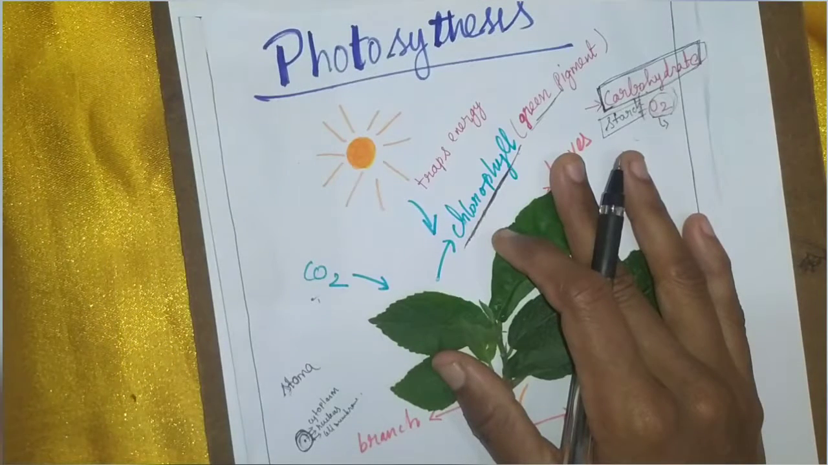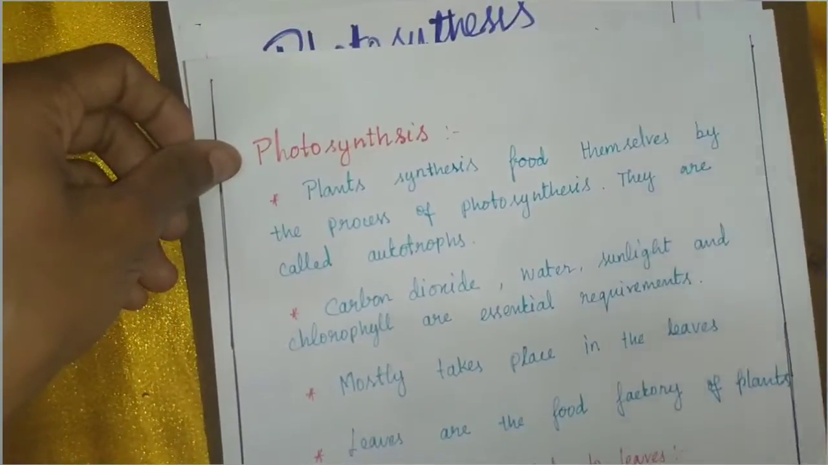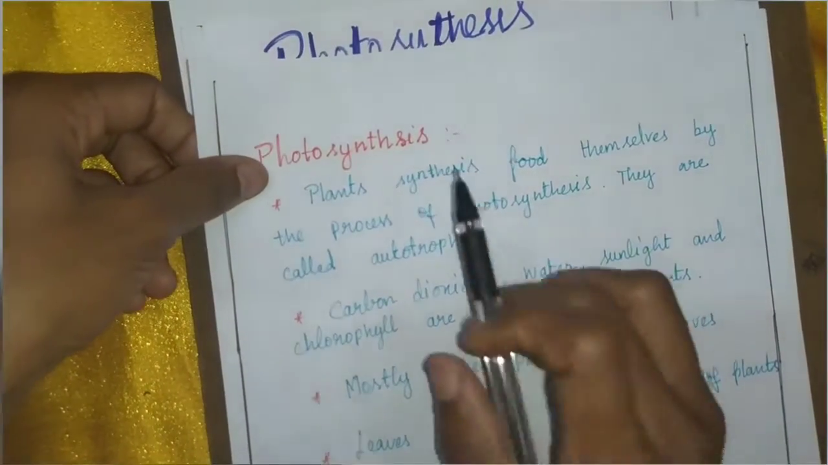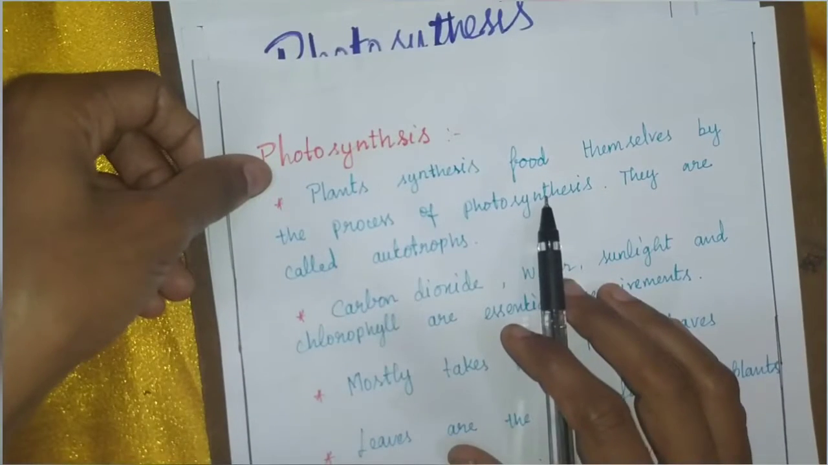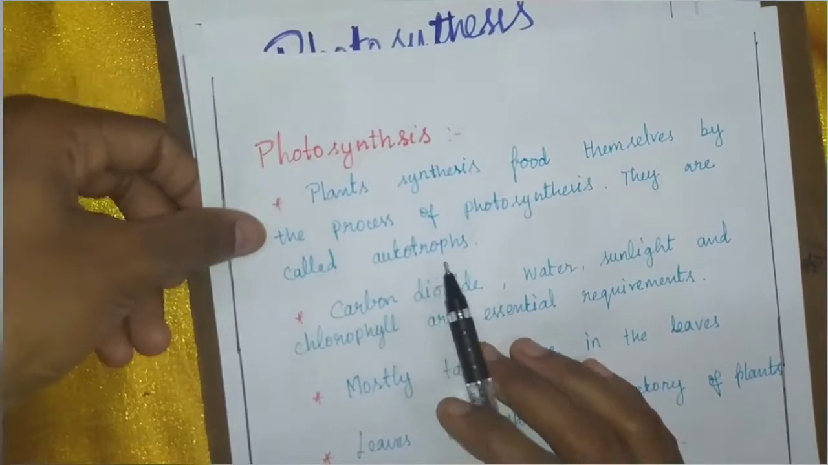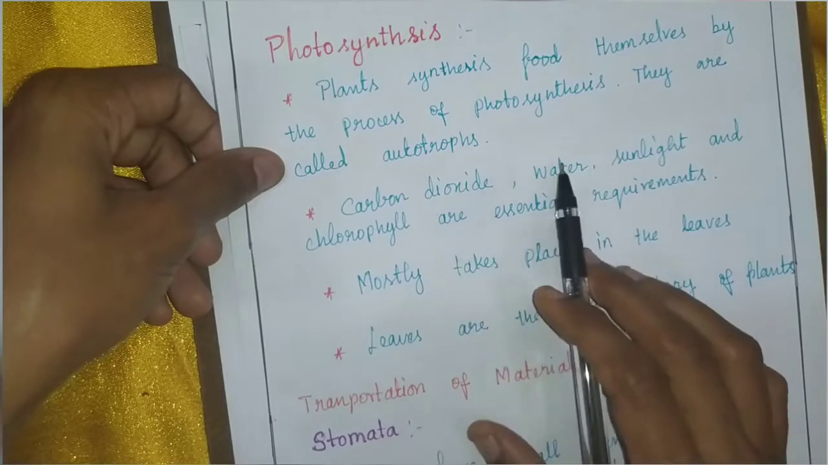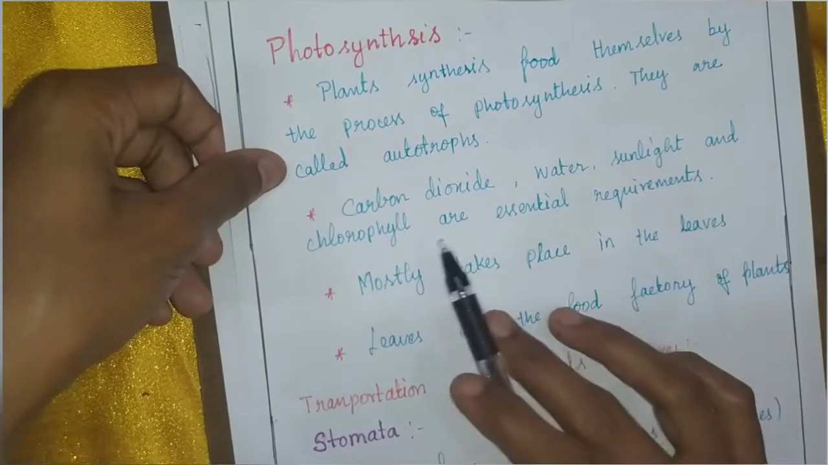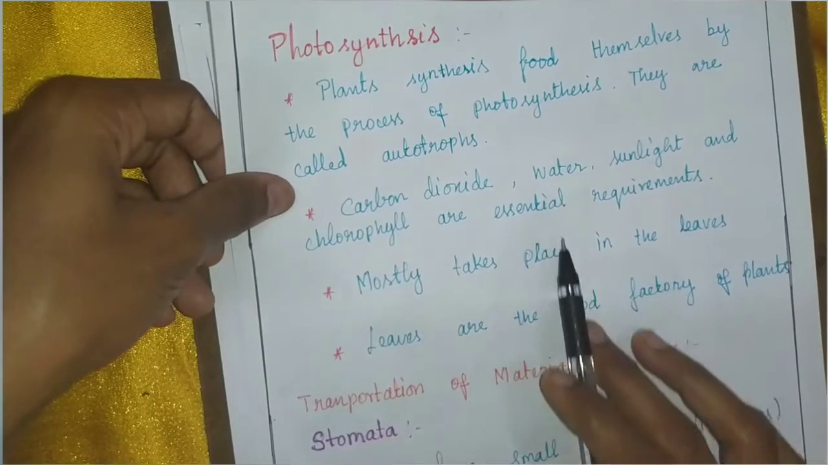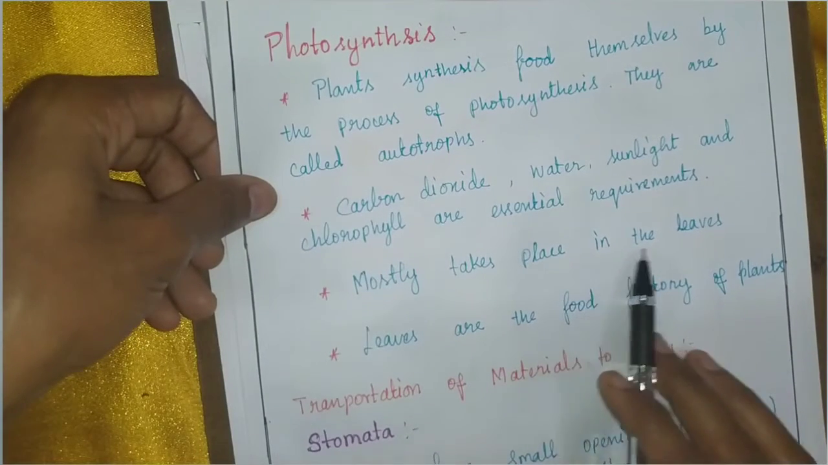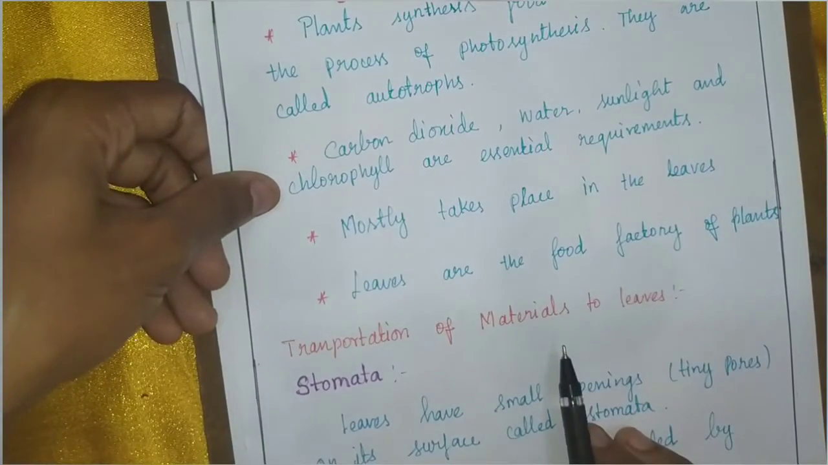Let's revise what we discussed so far. Photosynthesis. What is photosynthesis? Plants synthesize food themselves by the process of photosynthesis. They are called autotrophs. What are the materials needed for the photosynthesis process? Carbon dioxide, water, sunlight and chlorophyll are the essential requirements. Where does photosynthesis take place in plants? In the leaves. So the leaves are called the food factories of the plant.